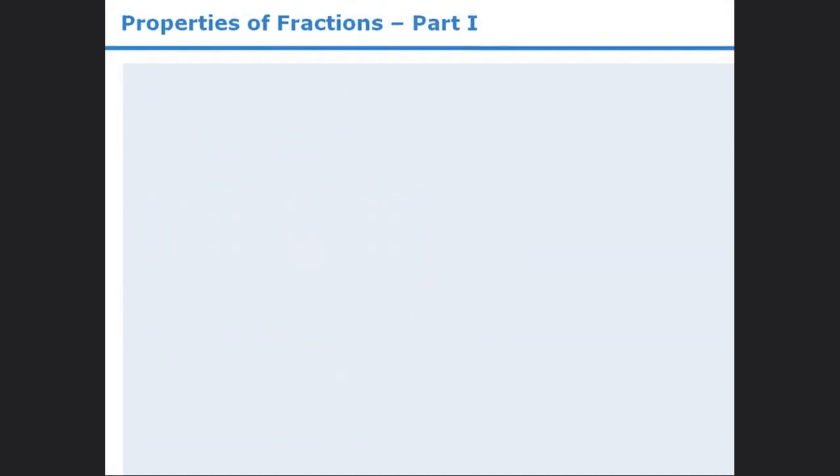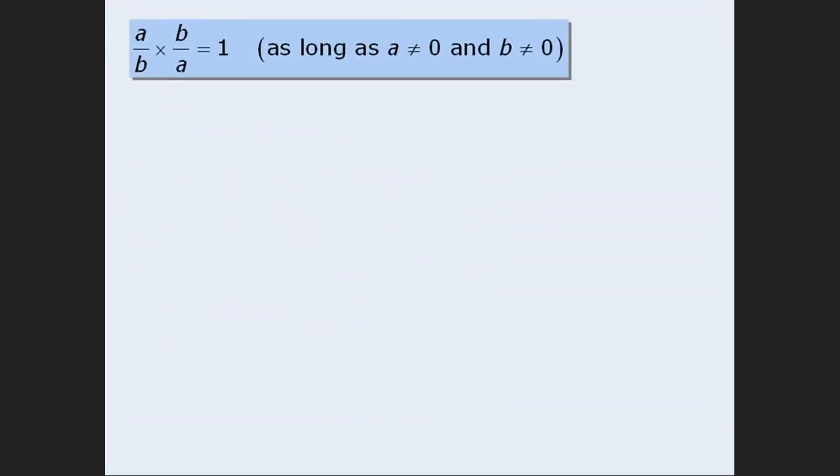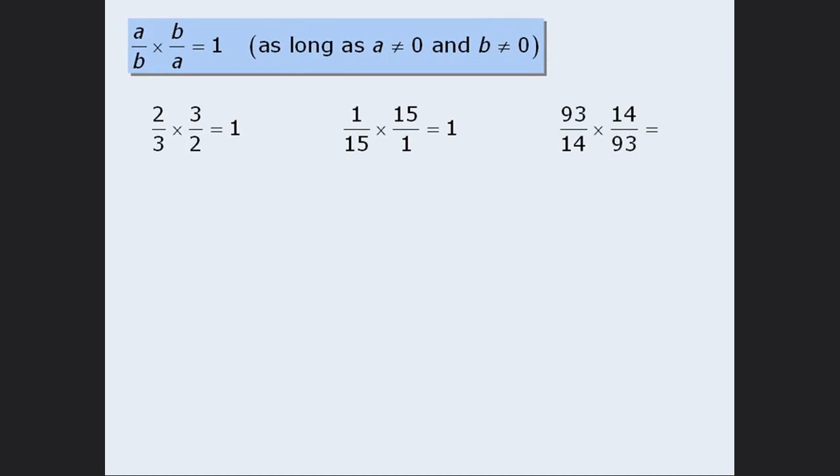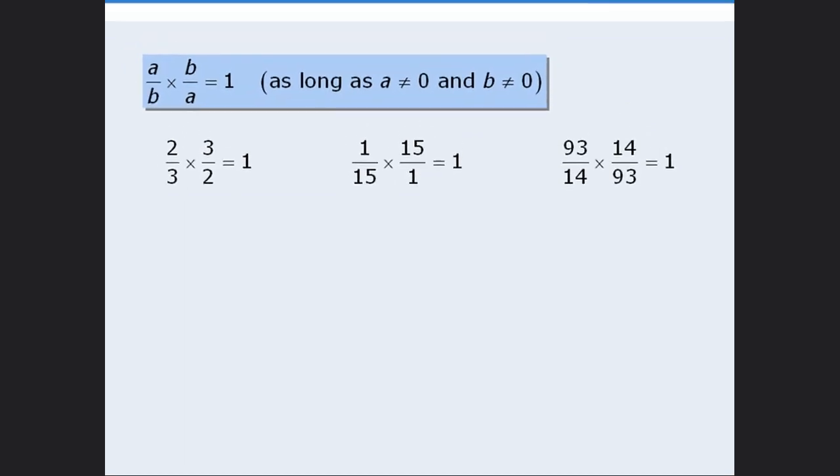Alright, another property is as follows. The fraction a over b times the fraction b over a is equal to 1. In other words, the product of a fraction and its reciprocal is 1. So 2/3 times its reciprocal, 3/2, equals 1. Similarly, 1/15 times 15 over 1 is equal to 1. And 93 over 14 times 14 over 93 equals 1.